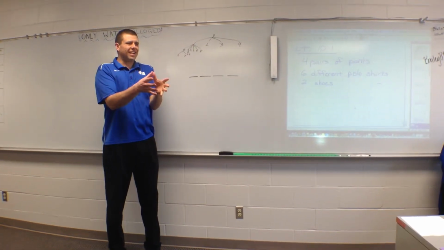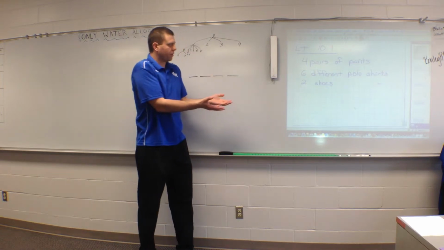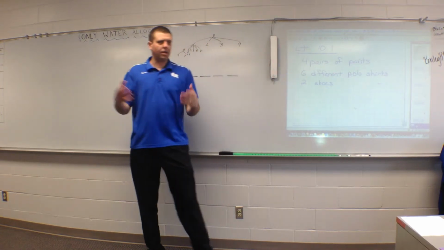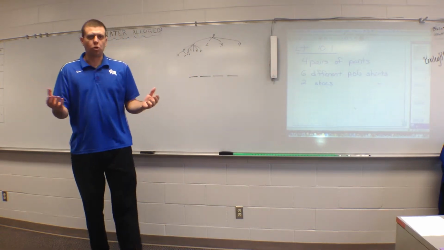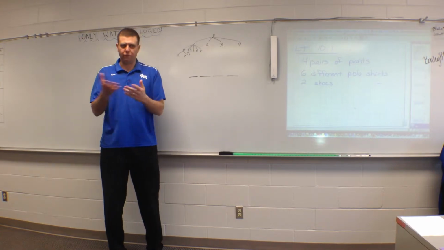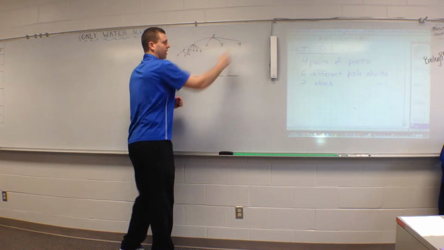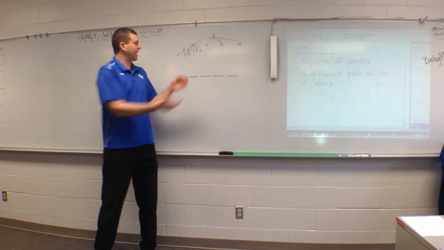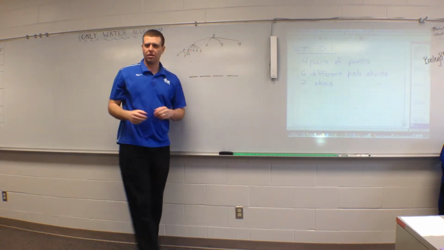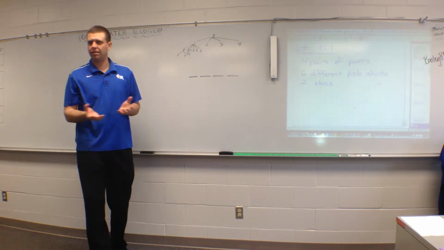My first thing that I need to decide, if I'm going to think about it in order, is which pair of pants I am going to wear. So on this decision, I have 4 total outcomes: pants 1, pants 2, pants 3, pants 4. Okay? I got to decide. I got 4 possibilities for that first decision I need to make.